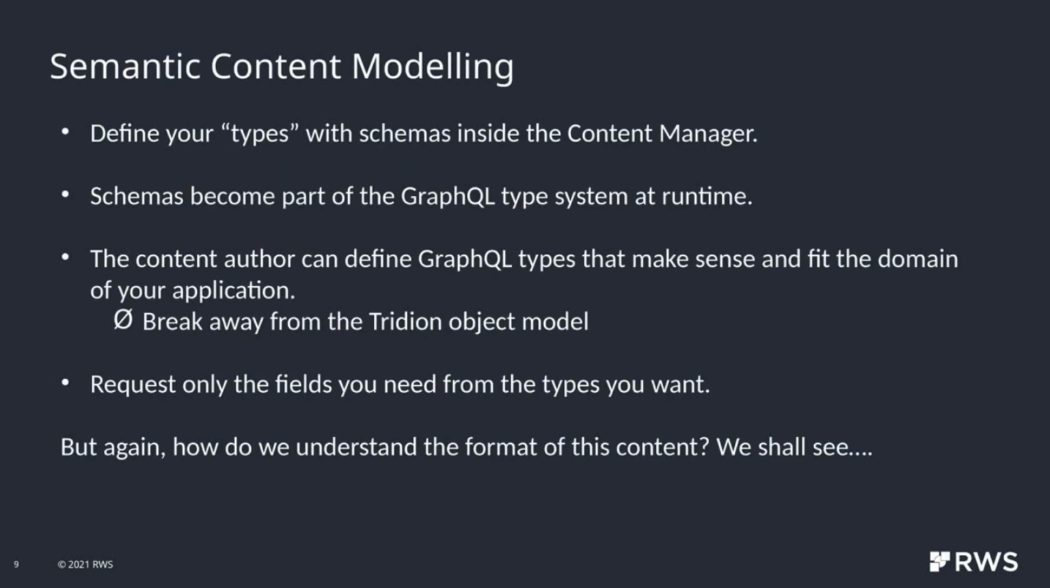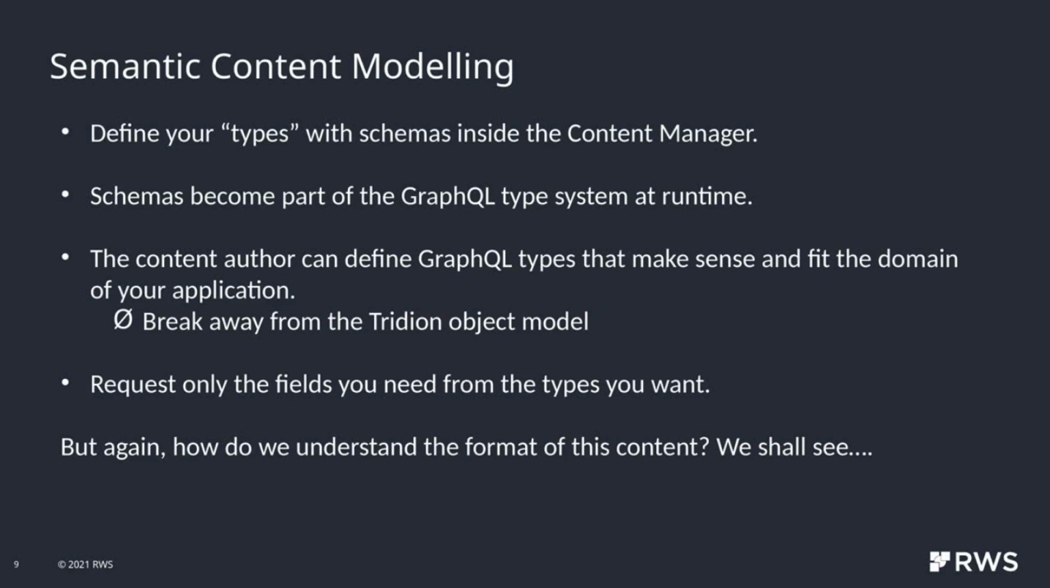Moving on, so this brings us to the actual point of semantic content modeling, and the idea here is quite straightforward. It's so you can define your types, and these types are GraphQL types, and they're defined from schemas that you create in the content manager. So a schema that you create in the content manager now becomes part of your GraphQL type system, and it's done at runtime, which is pretty important, because we don't want to be exposing types but then having to restart services to pick them up.